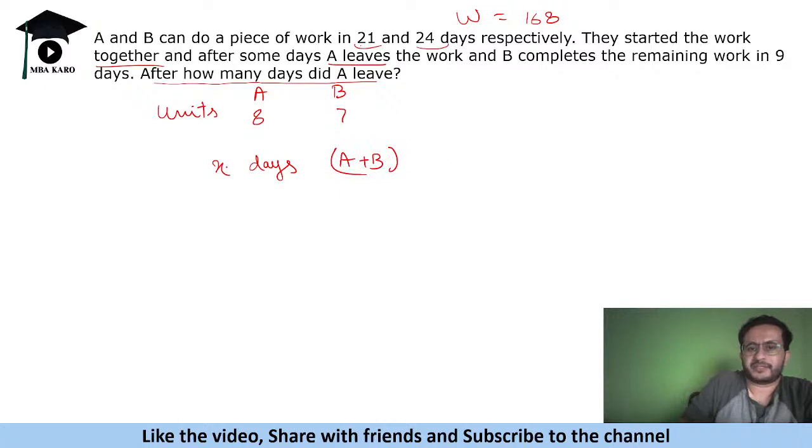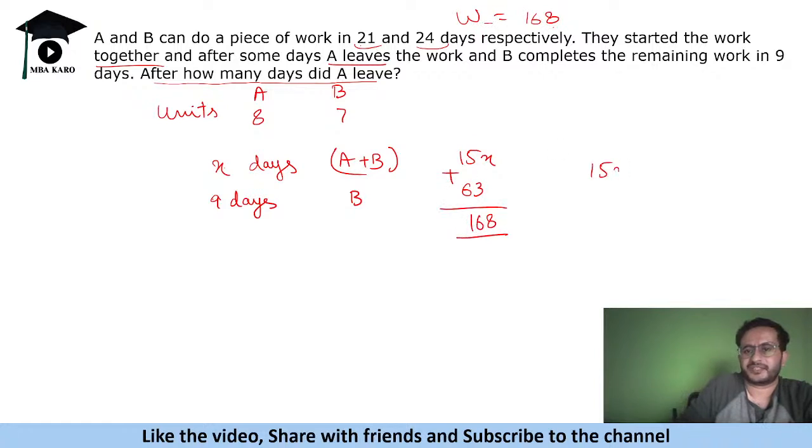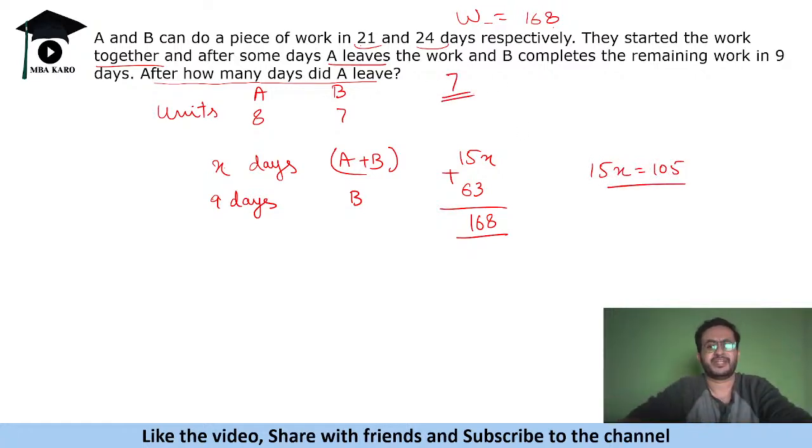So they will complete 15 units per day, that is 15X units. Then we have B alone for 9 days, and B is doing 7 units, so 7 into 9, 63 units. We said the total work is 168 units, right? So we say 15X is equal to 105, or X equals 7 days.